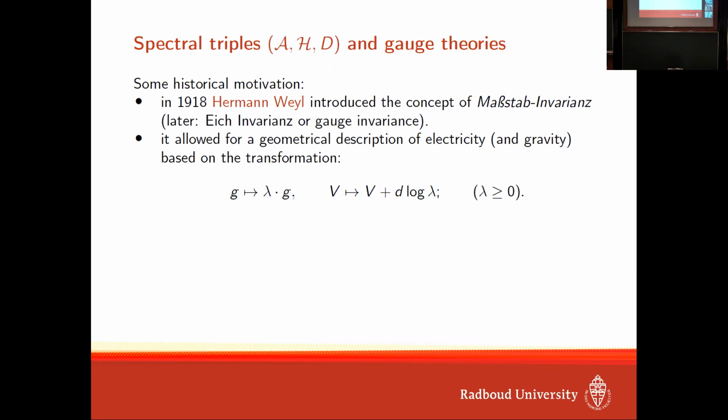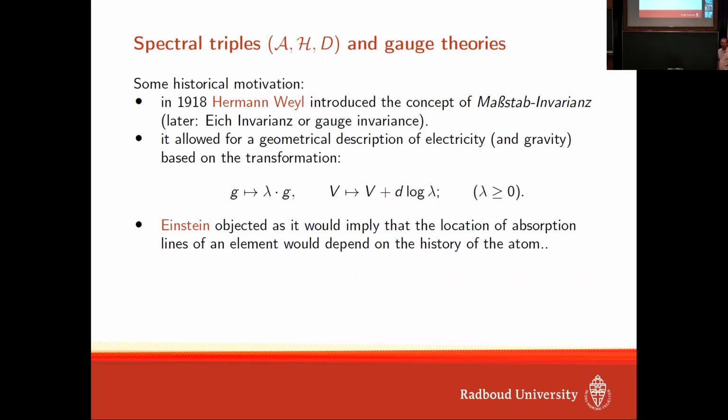Okay, so Einstein was very critical about this because he said, no, this is impossible. This cannot be right. This hypothesis of invariance under this transformation, in the sense I just wrote it, cannot be right because it means that if you would look at an atom and its spectral lines, its absorption lines, then the location depends on the history of the atom. And this cannot be right, of course. So then Weyl tried to rebut, this is all in the same paper because it's an addendum to that paper, but it wasn't really working.